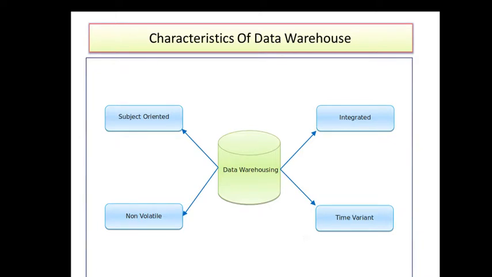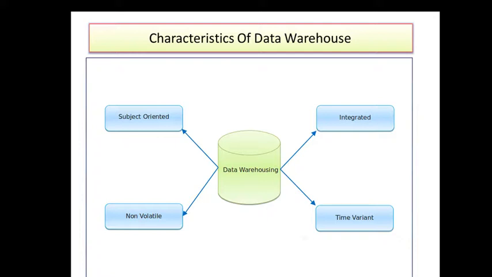Characteristics of data warehouse. The very first one is it should be subject oriented. That is nothing but focused on a particular subject area. Second one is integrated. So we have information from multiple sources and the data warehouse should integrate that information easily and have a single version of truth.